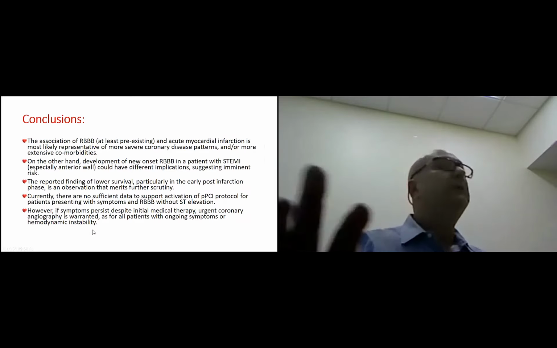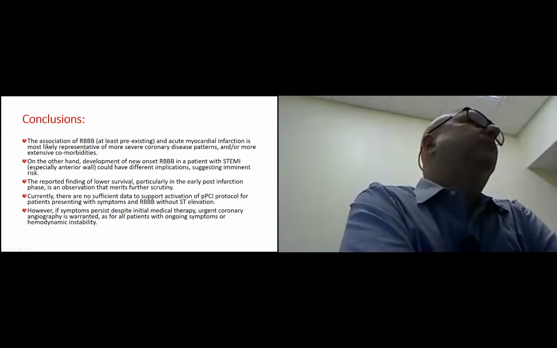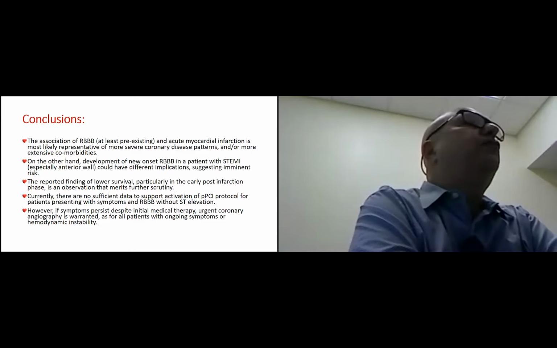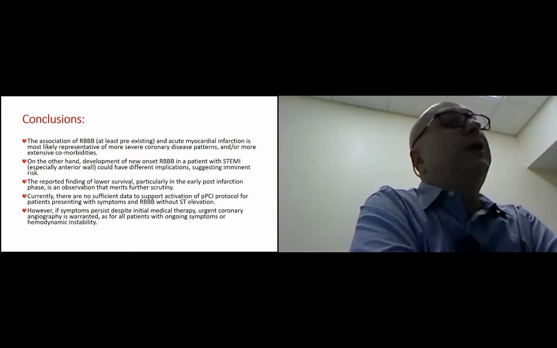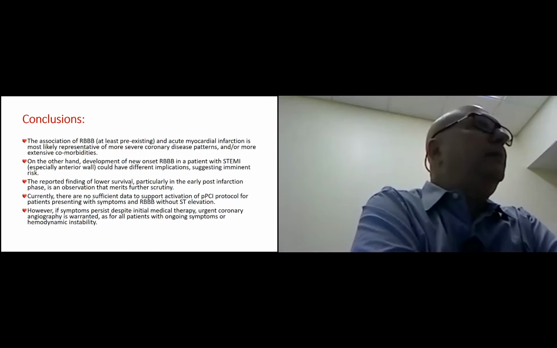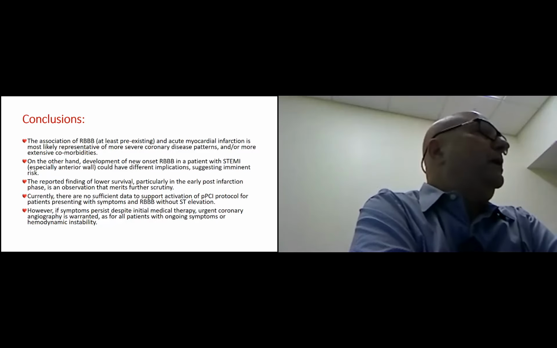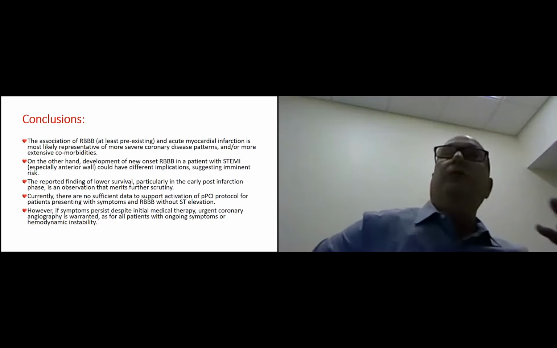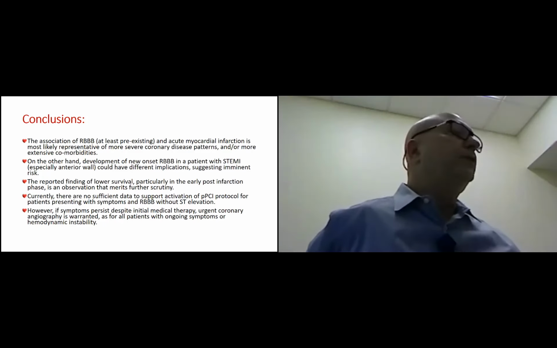Is it STEMI? So the association of right bundle branch block, at least pre-existing, and acute myocardial infarction most likely represents a more extensive coronary disease or more extensive comorbidities. On the other hand, development of new onset RBBB in a patient with STEMI, and especially anterior STEMI, could have completely different implications. This is a high-risk patient. The reported finding of lower survival, particularly in the early post-infarction phase, is an observation that merits further scrutiny.